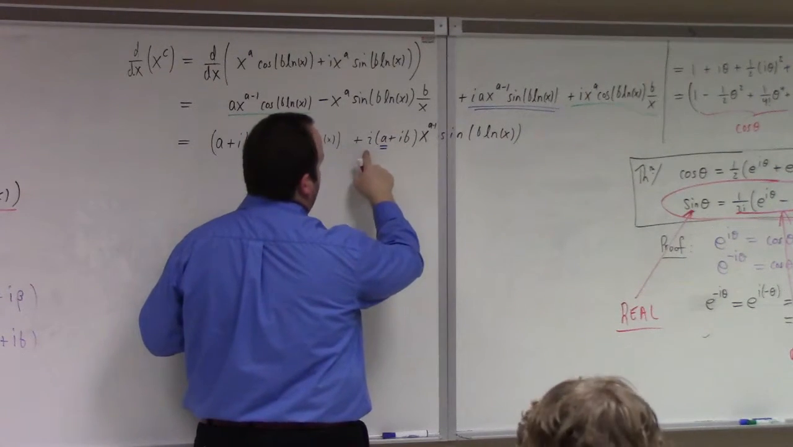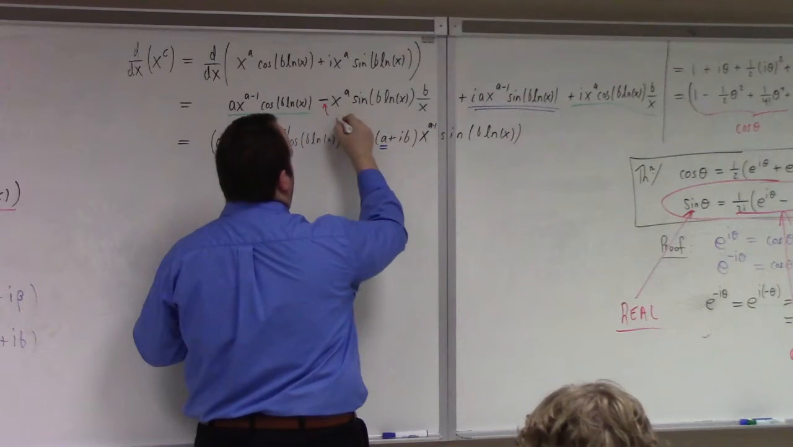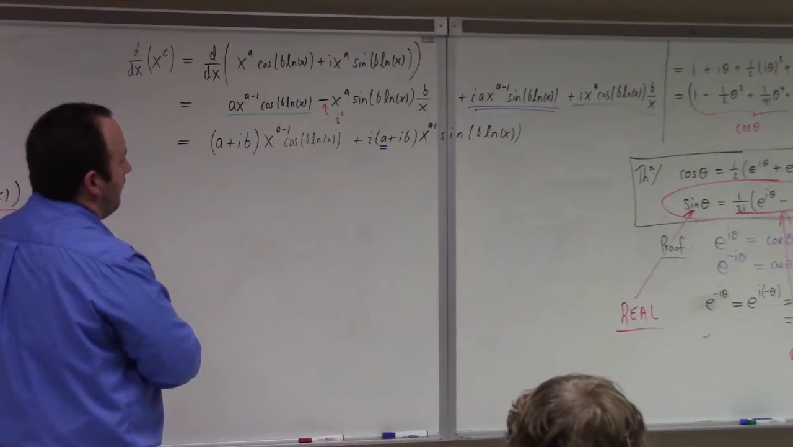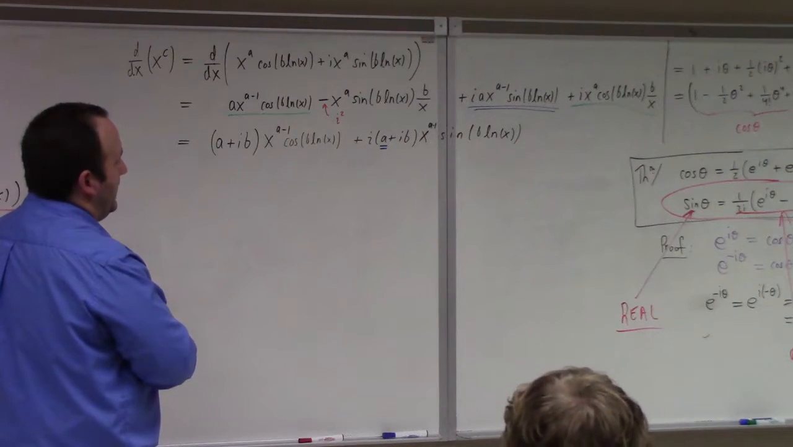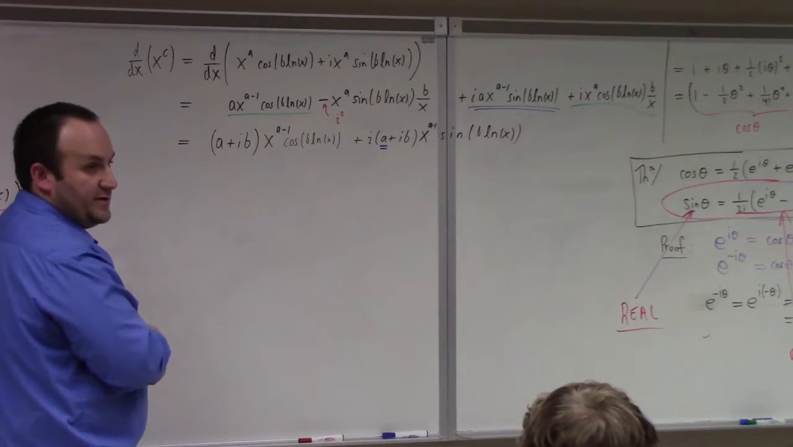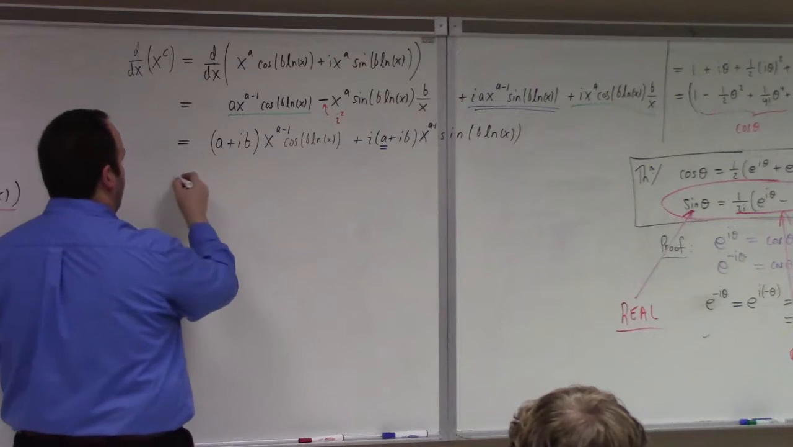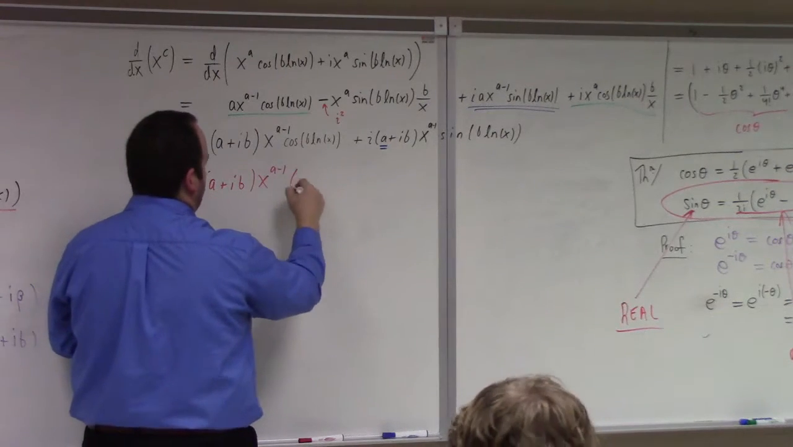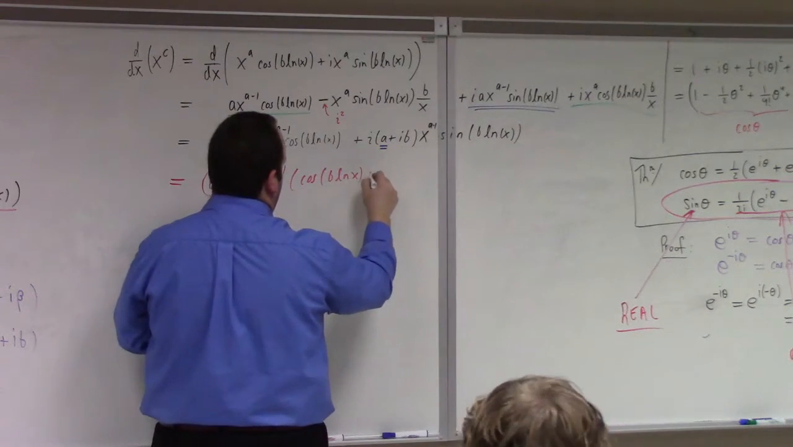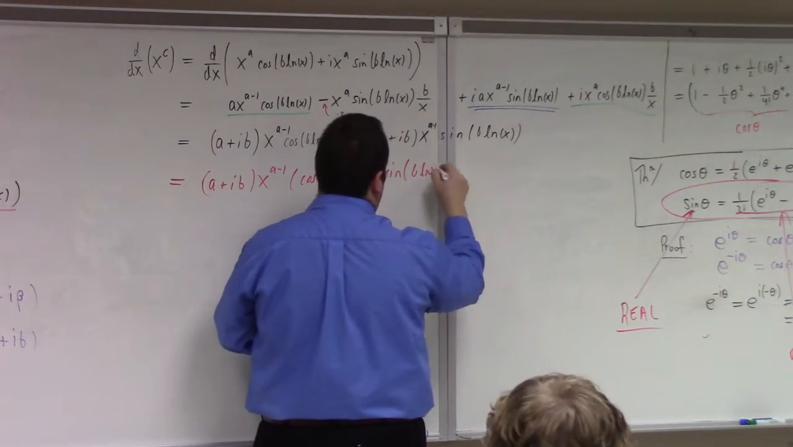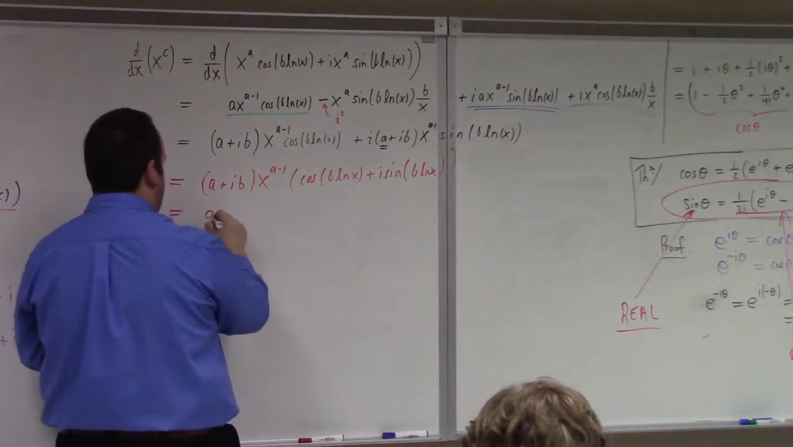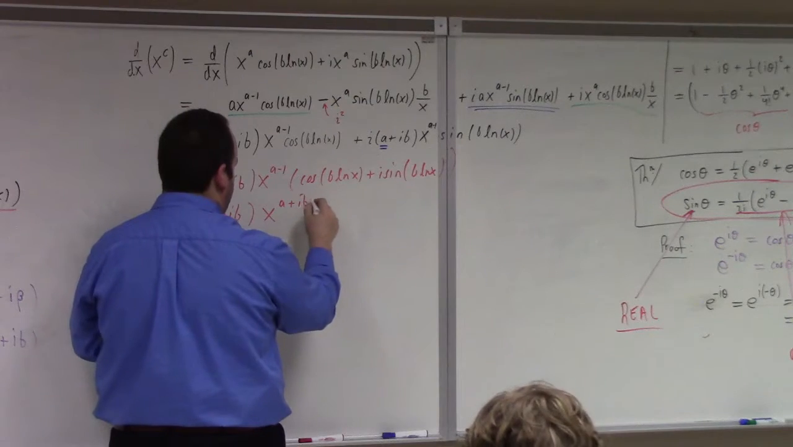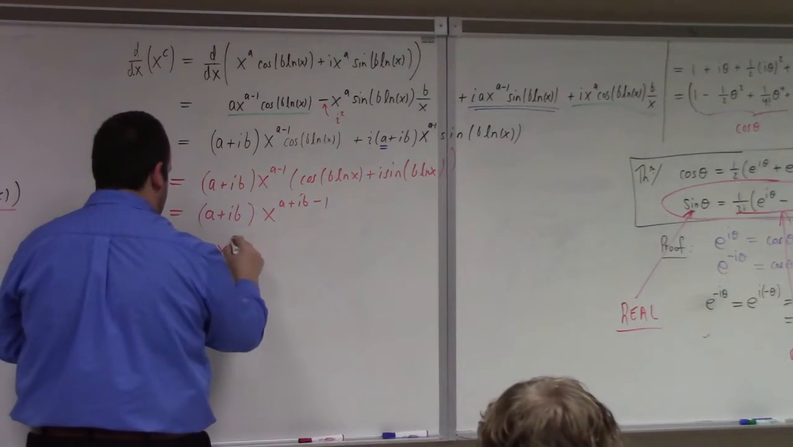So i times i, see this? That's an i squared in disguise, right? And then x to the a divided by x is x to the a minus 1, agree? And so this is, factor out the a plus ib, x to the a minus 1 times cosine b log x plus i sine b log x, which is exactly a plus ib times x to the a plus ib minus 1, aka c x to the c minus 1.